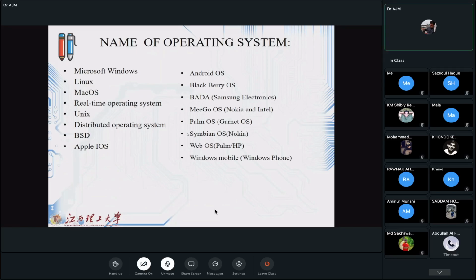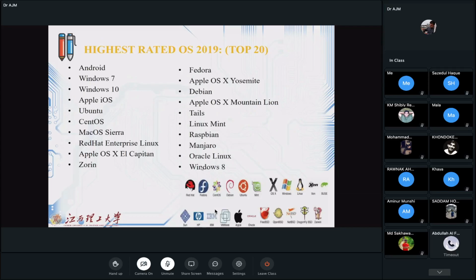That was one example. But if I want to name some operating systems, we can have this list that we are going to discuss very fast today. Among that list, what I found is the top 20 OS in the year 2000. Maybe it changed in 2020, but at the time that I prepared the PPT, the list showed something like that. It shows that Android is the most rated one, and Windows 7 is even rated higher than Windows 10. This is counted by the number of users using that OS, okay?